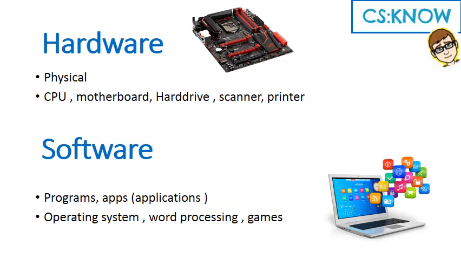So what's the difference between hardware and software? Hardware is the physical thing, so the CPU, the motherboard, the hard drive, the scanner, the printer, everything that you can physically touch on the computer is hardware. Software is things like programs and apps or applications. The operating system, word processing, games, those sorts of things.